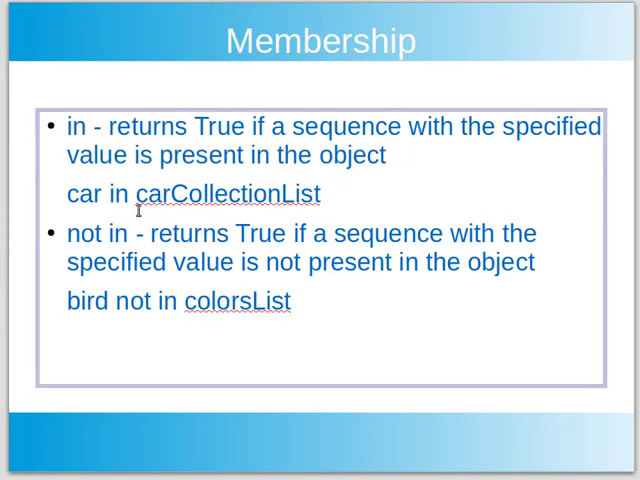Alright, so membership: in, or not in. In returns true if a sequence with the specified value is present in the object. So for instance, car in car collection list or array, if you happen to have experience with that. If not, a future tutorial is covering lists and arrays. The same thing, just a different name depending on what language you're dealing with. Not in returns true if a sequence with the specified value is not present in the object. So bird is not in colors list would return true, because a bird would probably not be in a list of colors.